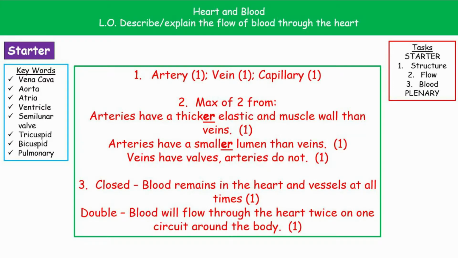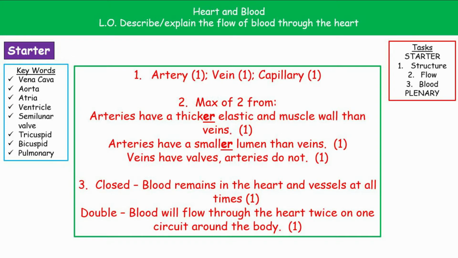The second one, describing the 2 differences between our arteries and our veins. Now you've got to go careful here because some of you may have written things that aren't going to be worth the mark. You'll notice in the first 2 marking points, I've underlined and put in bold the ER there. Now we've got to have a comparative statement here. So you can't just write arteries have a thick elastic and muscle wall. If you don't have something about the veins or something comparing the 2, you won't get the marks on this.